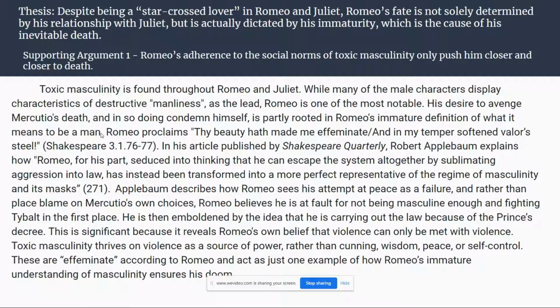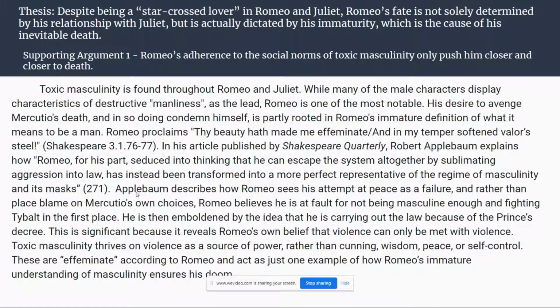This is slightly more complex. You're not required to only have one piece of evidence. You can have a couple pieces of evidence, but the more you add, the more you have to do in order to make sure that they all flow together and make sense. Romeo proclaims, "Thy beauty hath made me effeminate, and in my temper softened valor's steel." That's from Shakespeare, Romeo and Juliet, Act 3, Scene 1, lines 76 to 77. So in his article published by Shakespeare Quarterly, we're going to follow that directly with the quote from Applebaum.